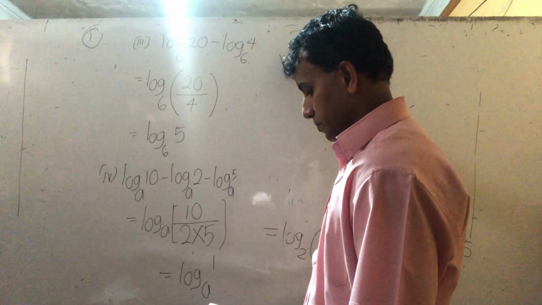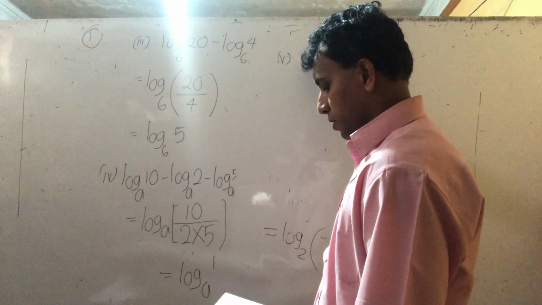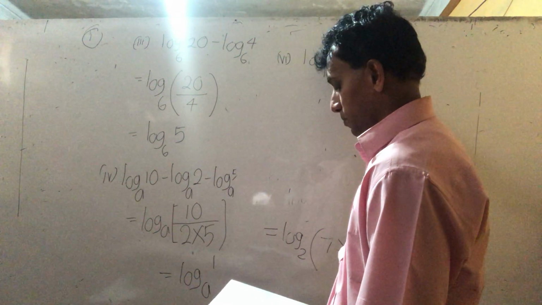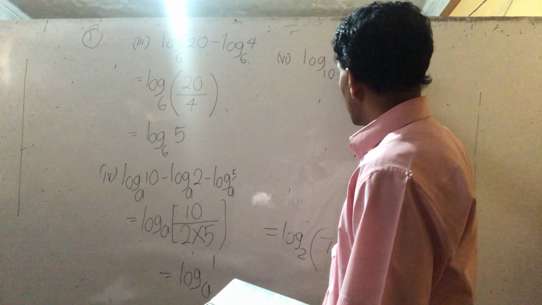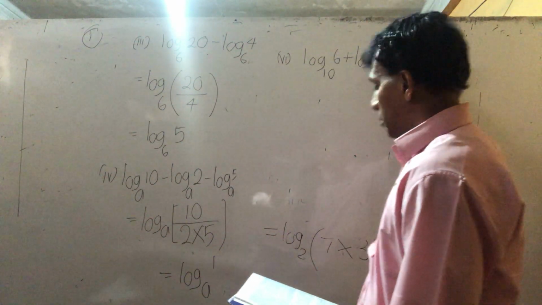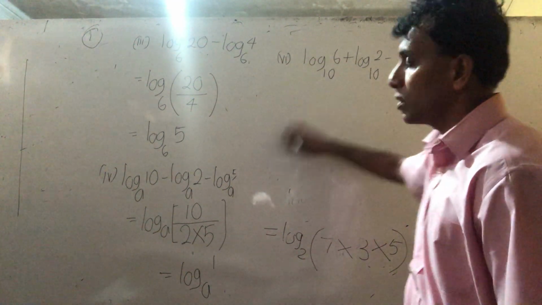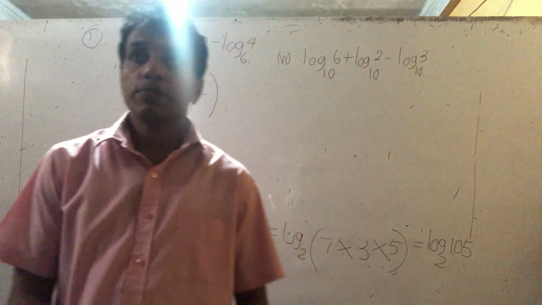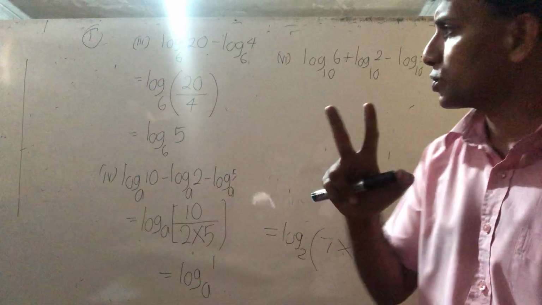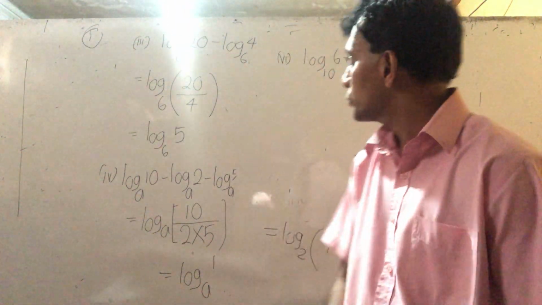Next question, in the fifth one, I think the sixth problem, that is logarithm base 10, 6 plus logarithm base 10, 2 minus logarithm base 10, 3. And the problem says simplify and give the answer in log form. So use the two rules, the addition rule and the minus rule, the subtract rule.